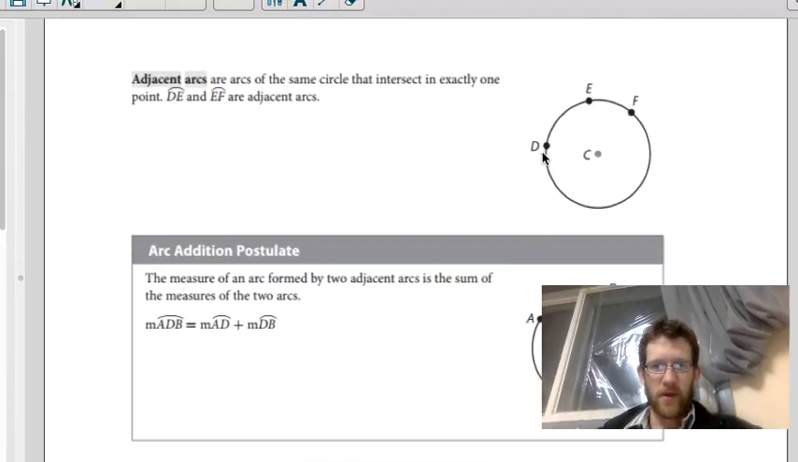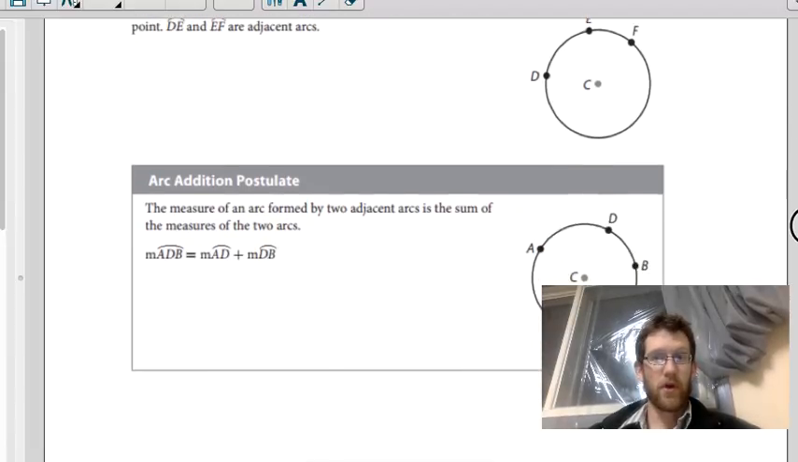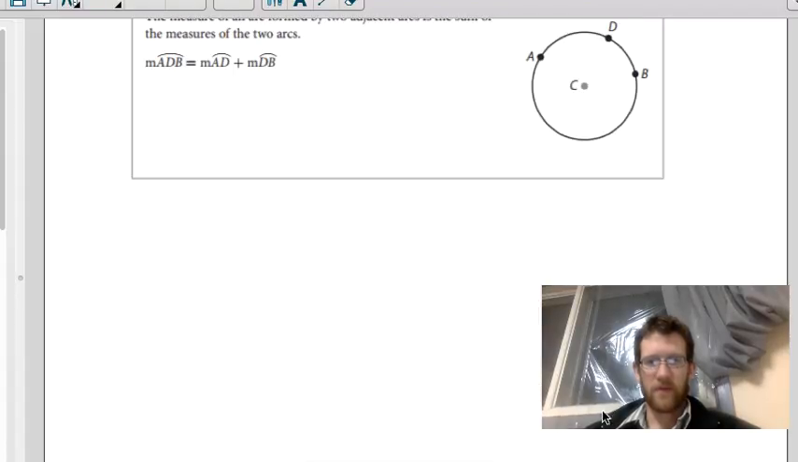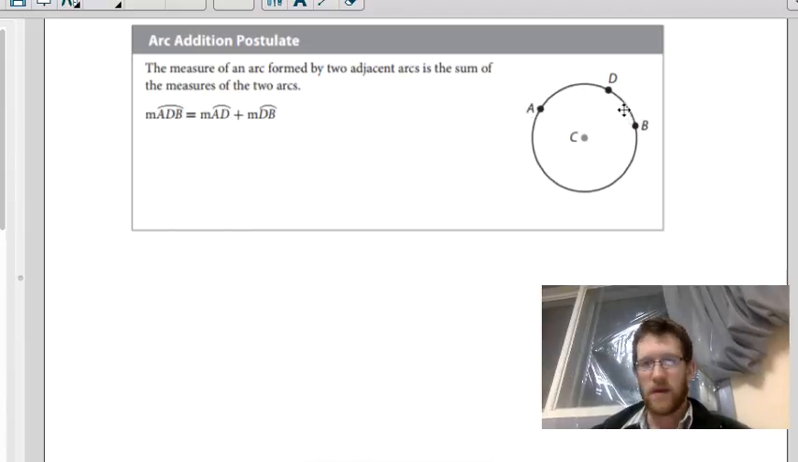Another thing to note, arcs can be adjacent to each other. So we have arc DE and then arc EF. And a further note, we can just add them together. So if I have these arcs AD and arc DB, I can just say that arc AB is the sum of those two arcs.